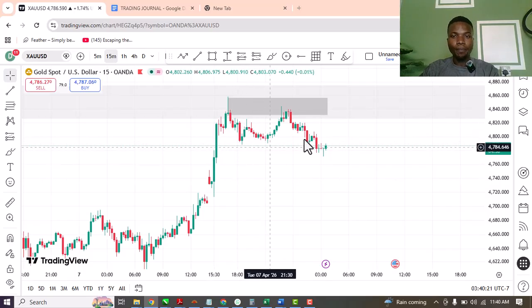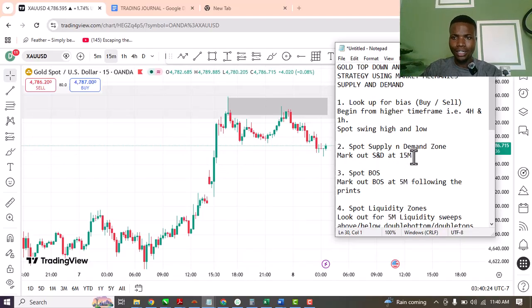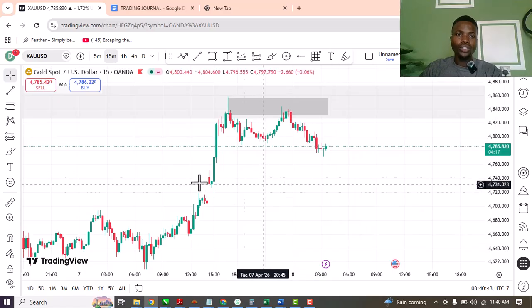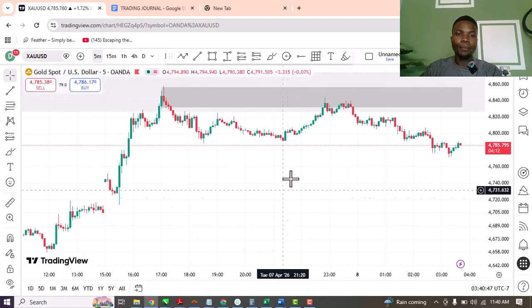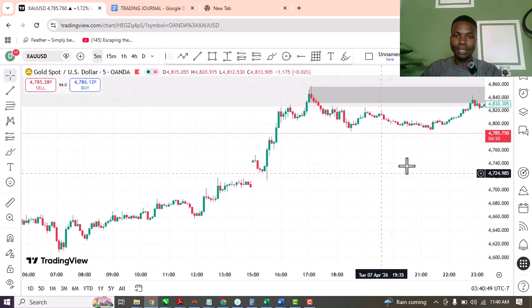So let us see the next thing: mark supply zone. I've marked out my supply zone. This is my 15 minute supply zone, because when price reached this level right there, price rejected downward. Now we need to go down to the next line, which is spot BOS, which is our break of structure. If I go down to 5 minutes right now, that is where I'm going to mark out my break of structure.